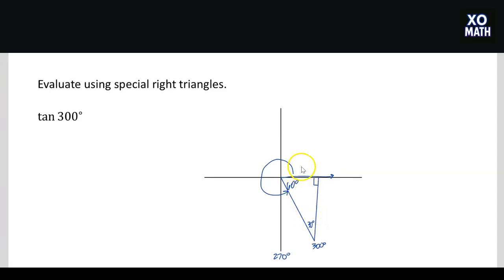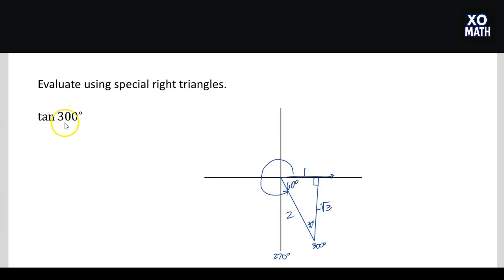So opposite 30 degrees again is a side length of 1. Opposite 60 degrees is a side length of the square root of 3, and the hypotenuse is 2. In terms of signs, positive or negative, this side here is going to stay positive since I'm traveling to the right, but because I'm traveling down, the y value is going to have to be negative.